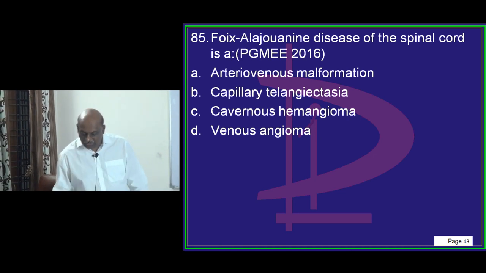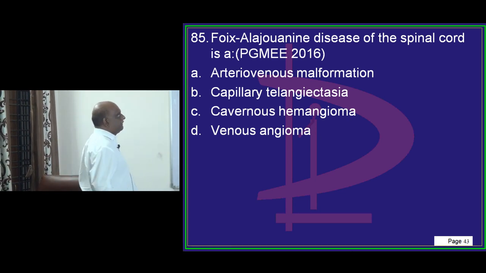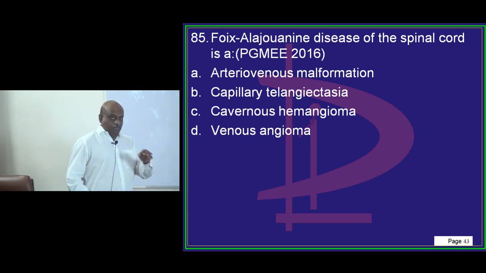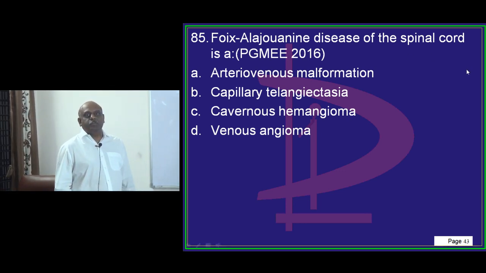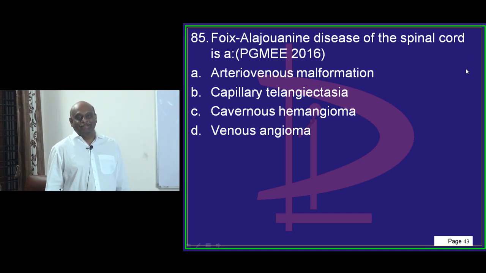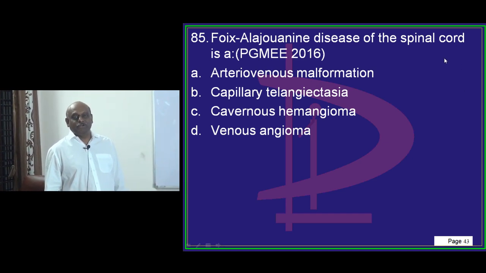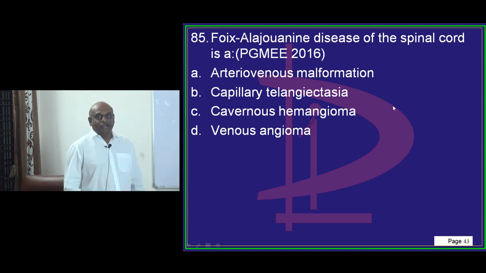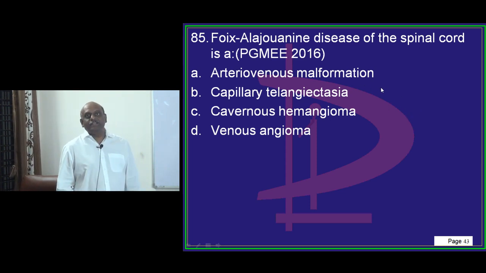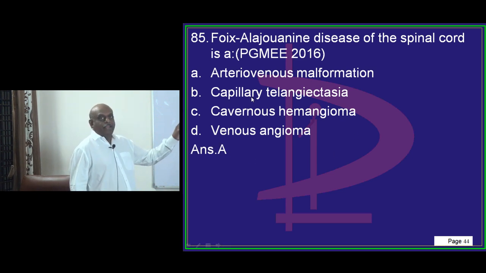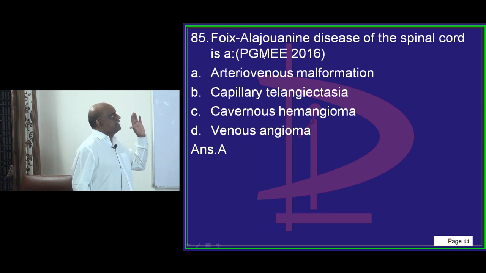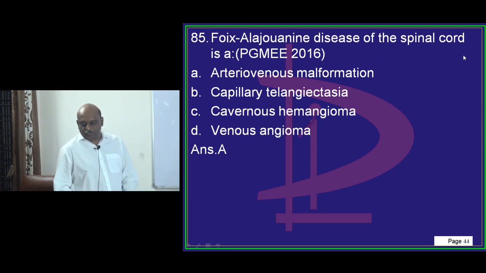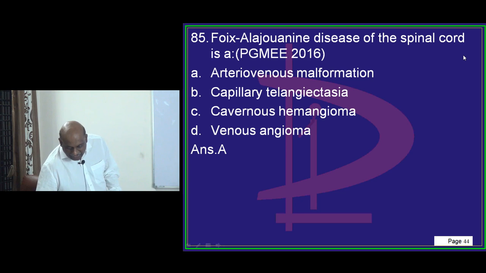Now the next question, in the malformations, Foix-Alajouanine disease of the spinal cord, what is it? Complete BMW question. It's a single liner in All India 2016 exam. AV malformations in the spinal cord constitute Foix-Alajouanine disease of the spinal cord is what you need to basically remember.